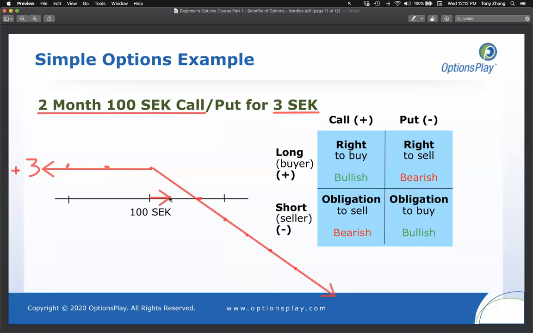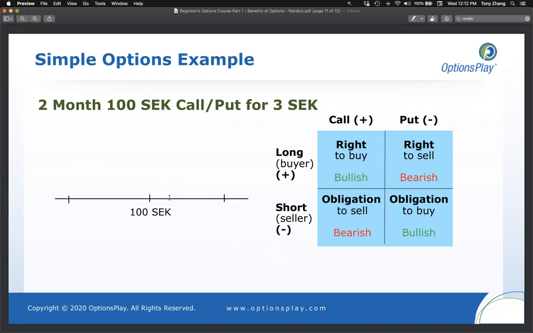So what you have to ask yourself as a call seller is, do I think the stock will be somewhere at, whoops, sorry, did not mean to do that. Let me see if I can bring that back.